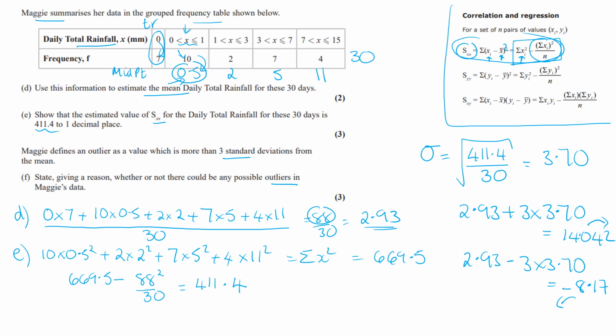So we haven't got any values that are negative, so we've got no outliers at that bottom end. But because we might have some rainfall that goes above the 14.042, then possibly there could be some outliers in that final group. Possible outliers in the 7 to 15 group.